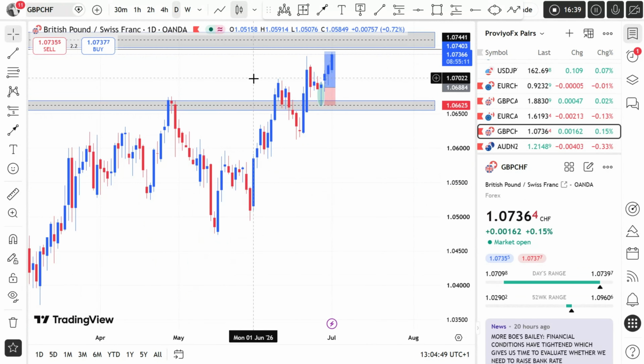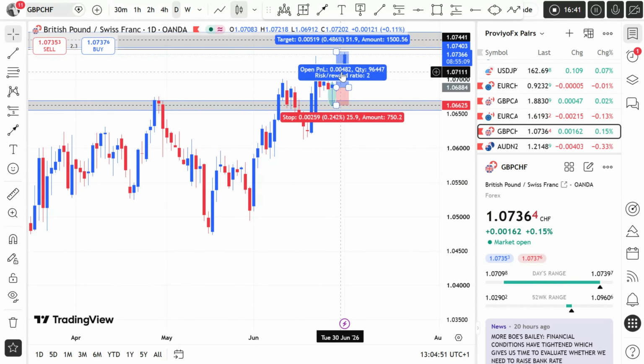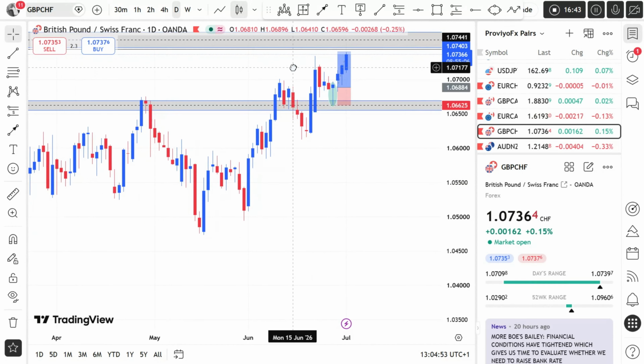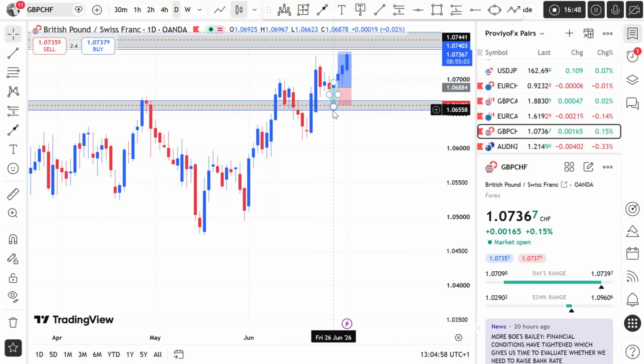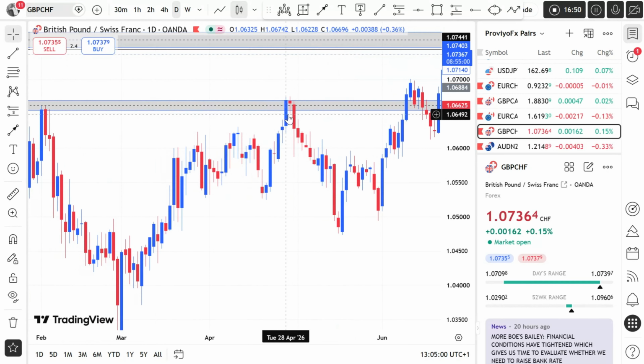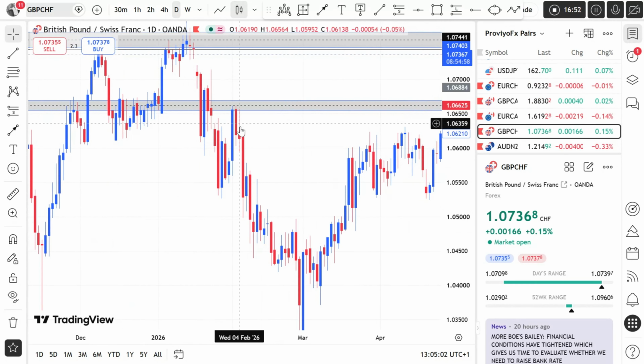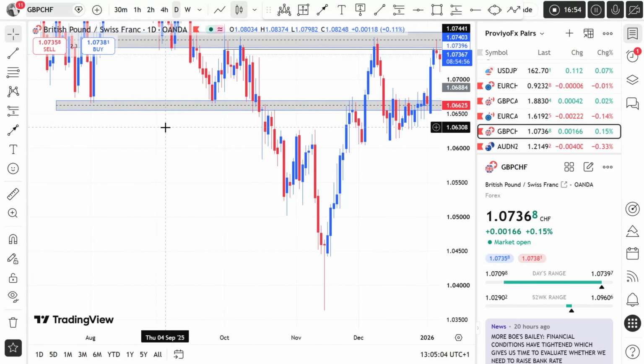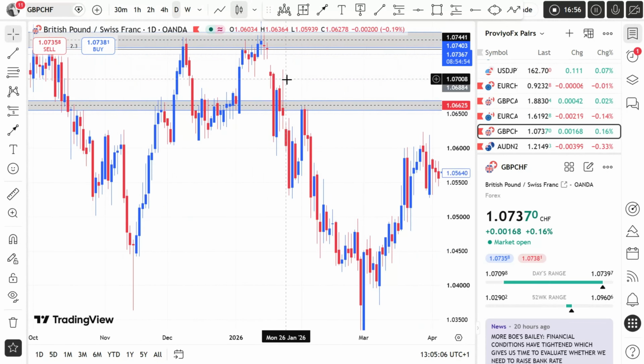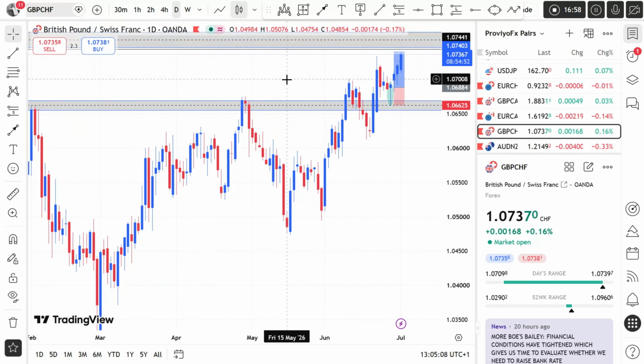GBPCHF. This one is almost at take profit. All right. So you can see here on the daily time frame that price is bullish. I'm anticipating a higher low. So I waited for price to come into the support zone. And you can see the zone: aggressive sells, sells, buys. So this zone is very valid. This is how you validate a zone.